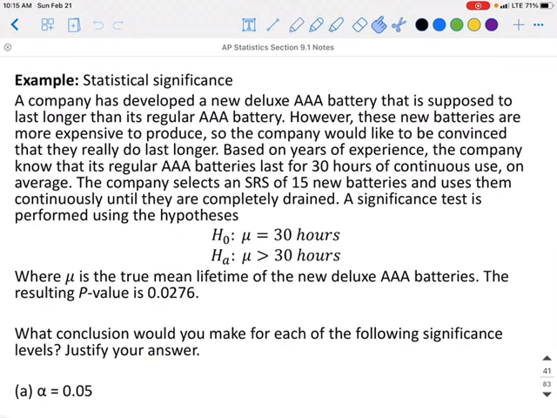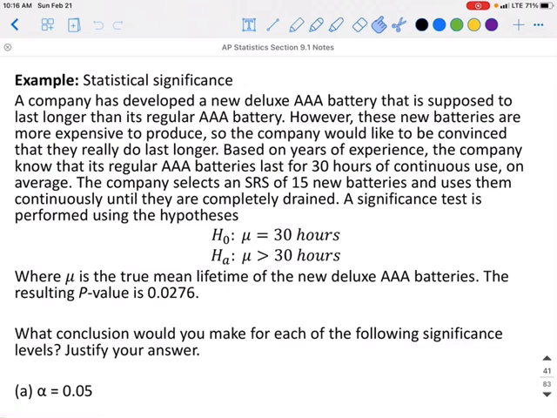So, a company has developed a new deluxe AAA battery that is supposed to last longer than its regular AAA battery. However, these new batteries are more expensive to produce, so the company would like to be convinced that they are really going to last longer. Based on years of experience, the company knows that their regular AAA batteries last for 30 hours of continuous use on average. The company selects a random sample of 15 batteries and uses them continuously until they are completely drained.